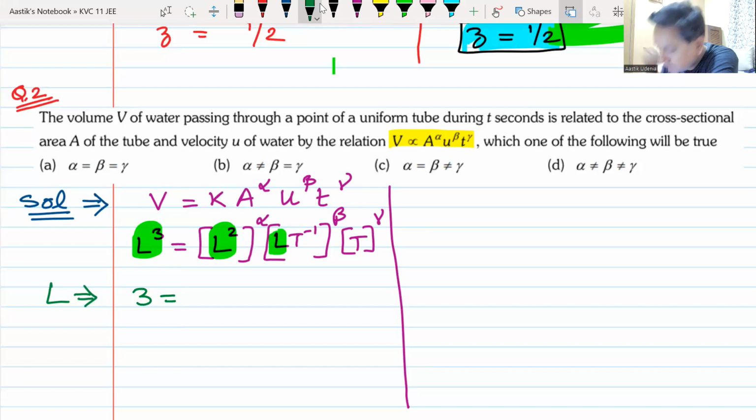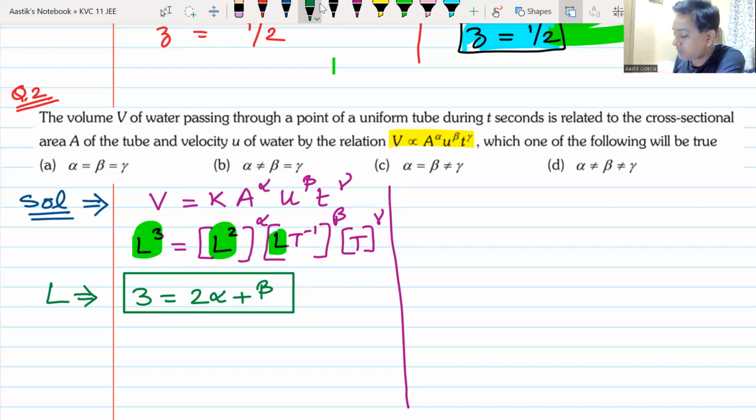Yes or no? What is the coefficient of L on the right hand side? Look at 2. Look at alpha. It is 2 alpha plus beta. 2 alpha plus beta, my dear friends. That is the coefficient of L. Do we get this? Yes or no? Well done, sir. Let us move on to T, sir.